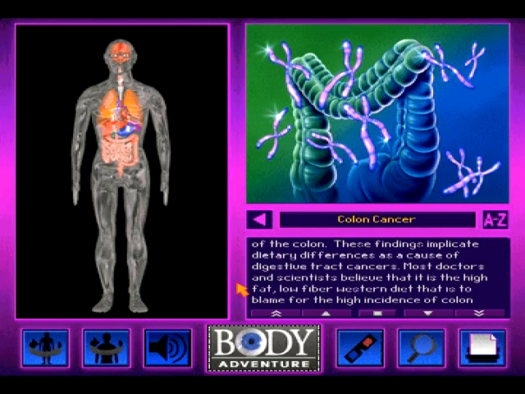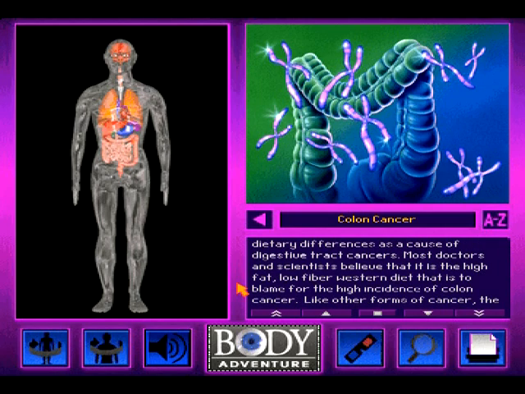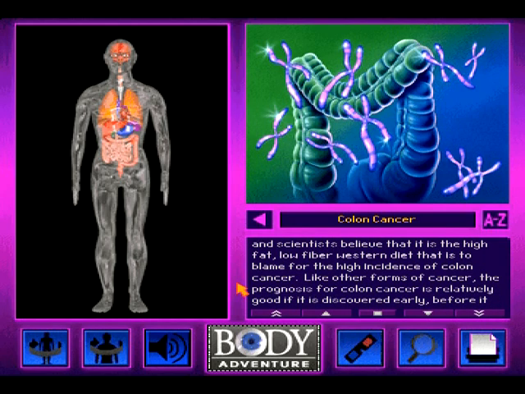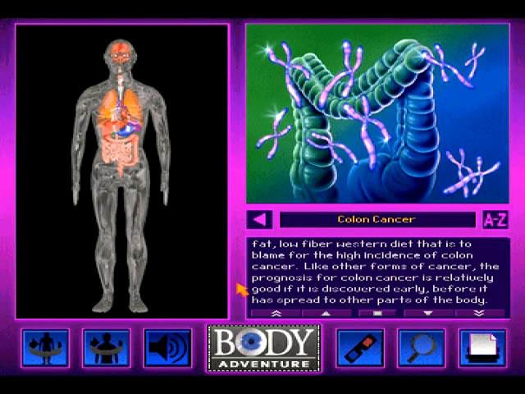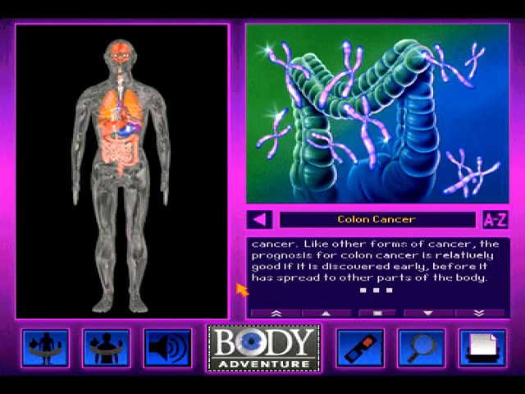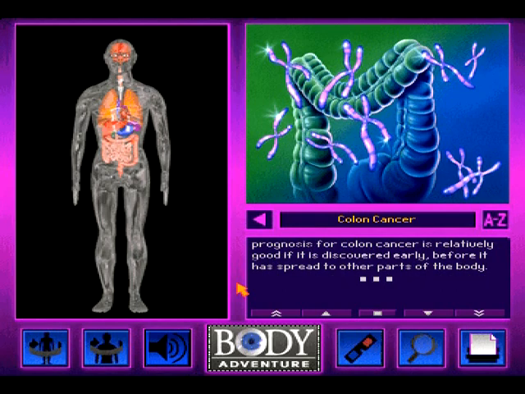Most doctors and scientists believe that it is the high-fat, low-fiber Western diet that is to blame for the high incidence of colon cancer. Like other forms of cancer, the prognosis for colon cancer is relatively good if it is discovered early, before it has spread to other parts of the body.